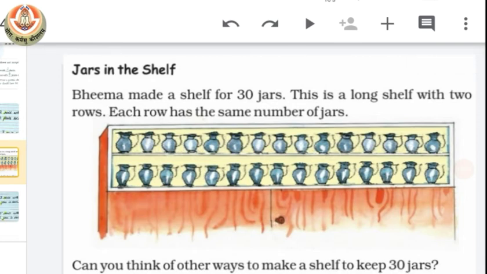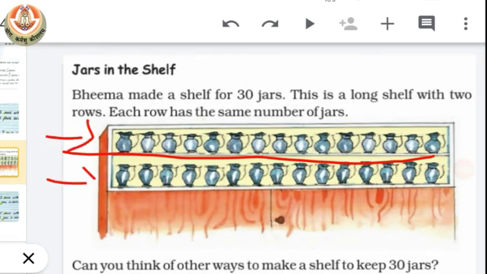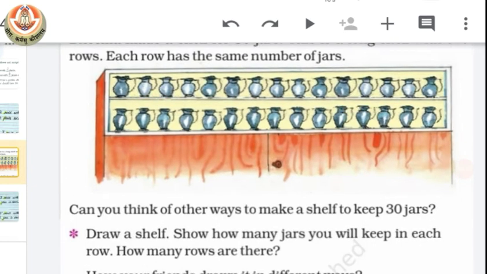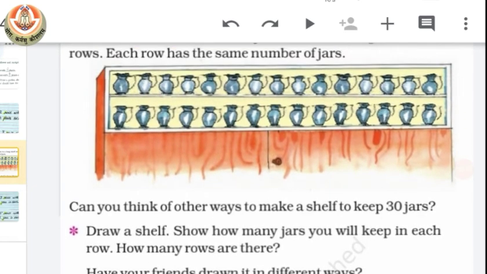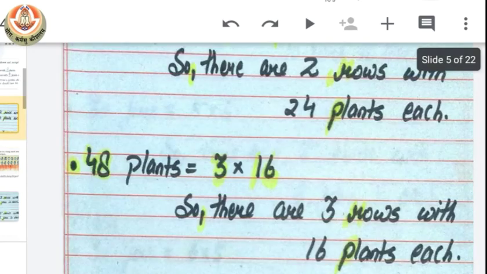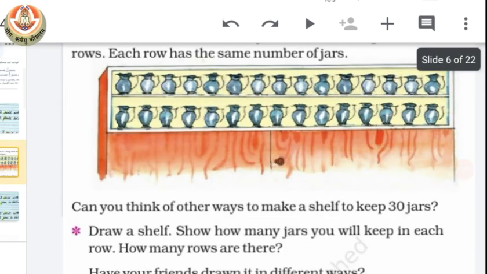Now here we have jars on the shelf. Bhima made a shelf for 30 jars and this is a long shelf. So you can see here we have a long shelf with 2 rows, 1 and 2. Now each row has the same number of jars. The question is, can you think of another way to make a shelf to keep 30 jars? So yes, as we can make 5 types of flower beds for 48 plants, we can easily make a number of arrangements for 30 jars also.